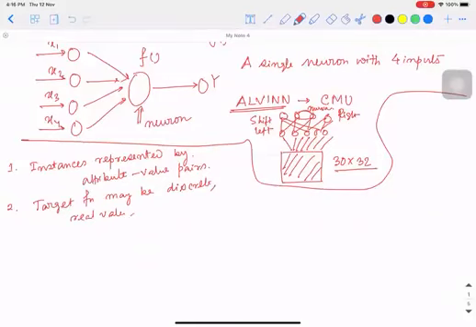Sir, could you please repeat the first one? Yes, the first one is very general: all the instances should look like a tuple of attributes and the corresponding values. The target function can be real-valued, discrete-valued, or a vector. It's quite flexible in that case.